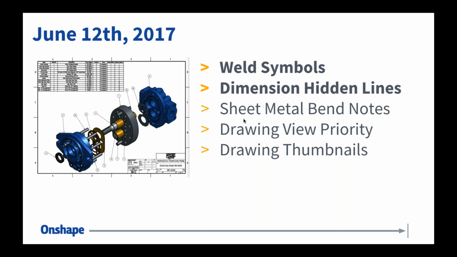So I think, those top three, it definitely, if you're doing sheet metal, bend notes is going to be important to you. But Weld Symbols is pretty common in many different areas. And then, of course, dimensioning hidden lines. That was just something that a lot of users requested.